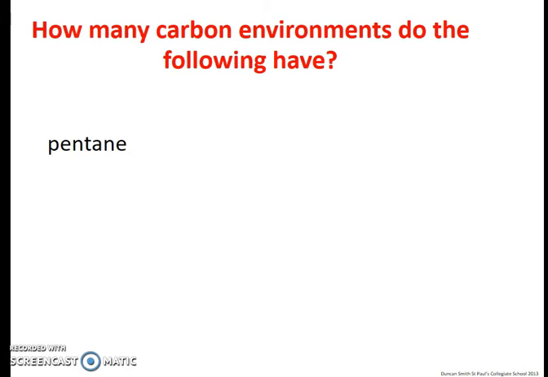Now, let's have a think about how many carbon environments are in each of these molecules. So if in doubt, I want you to actually pause this video and think about these things as we look at it. So first off, we have the molecule pentane. We have a CH3, a CH2, a CH2, a CH2, and a CH3. So how many carbon environments does this molecule have? Pause it, think about it, write down your answer, come back and have a look and see if you're right.